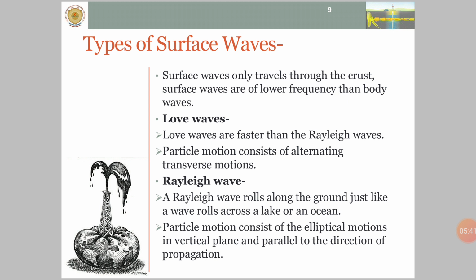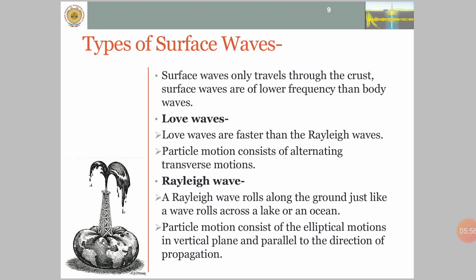So surface waves only travel through the crust. Surface waves are lower frequency than the body waves. There are two types of surface waves which are important to understand. One is called Love wave and the other is called Rayleigh wave. Love waves are faster than Rayleigh waves.